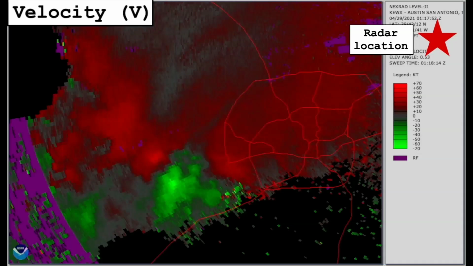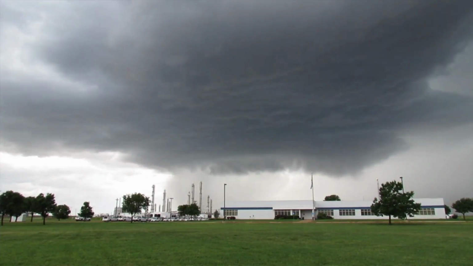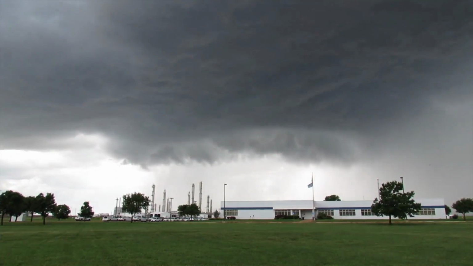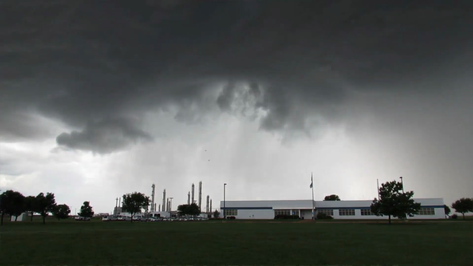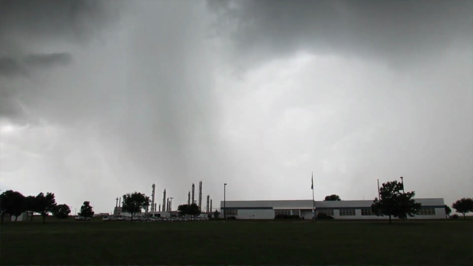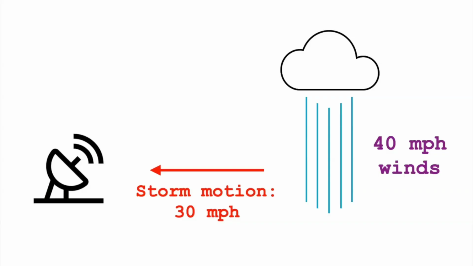In addition, standard radial velocity, which I'll refer to as just velocity or base velocity from here on out, is the target's velocity relative to the ground. However, storms and their small-scale phenomena, like tornadoes, move with respect to the ground, which can make it difficult to obtain proper velocity measurements. For example, if a storm has 40-mile-per-hour winds and is moving directly at the radar at 30 miles per hour, the radar will output an erroneous base velocity of 70 miles per hour.